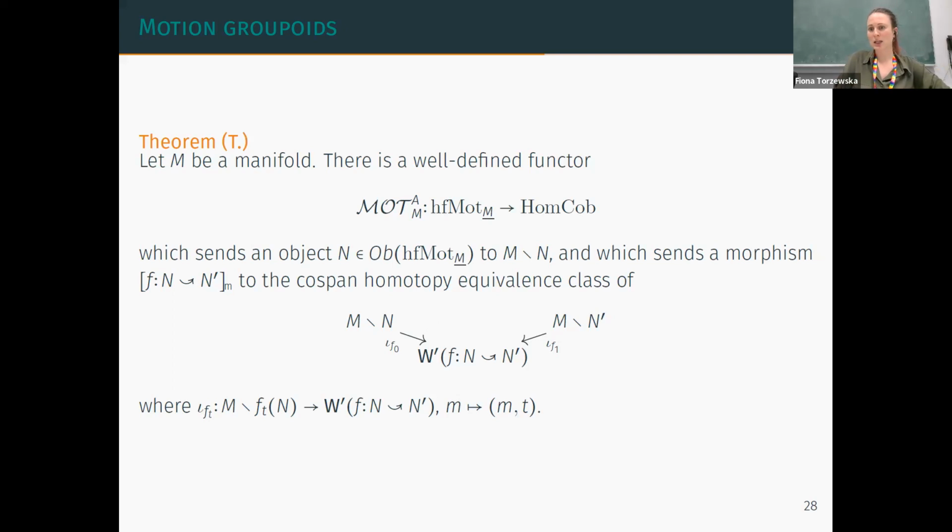And there's some work to do, so the proof of this theorem, there's some work to do to check that the equivalence relations on either side really match up. But it turns out they do, and this really does become a well-defined functor. Okay, so that's the end of the section on motion groupoids. Are there any questions at this point?